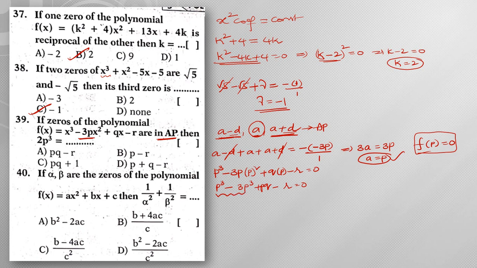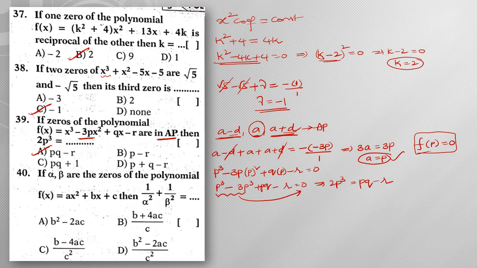P cube minus 3p cube is minus 2p cube. When you transpose, this becomes plus 2p cube. So 2p cube is equal to p cube minus r. Hence the answer is p cube minus r. Moving on to next question.